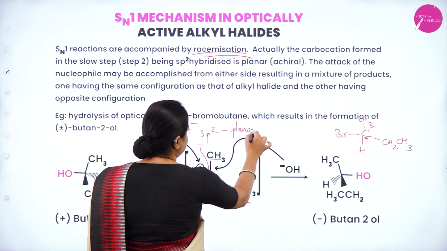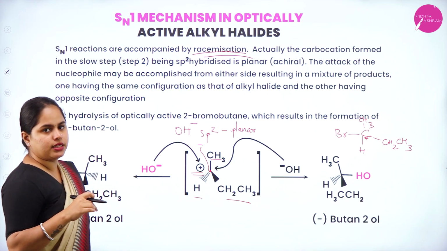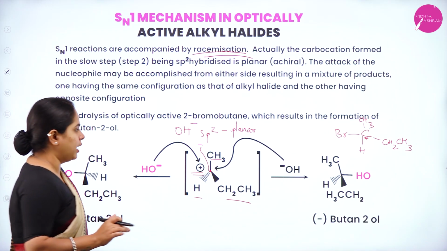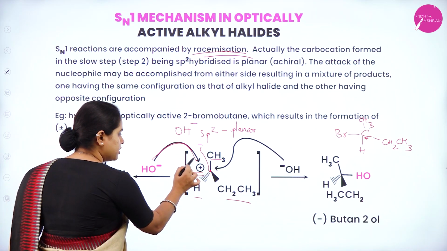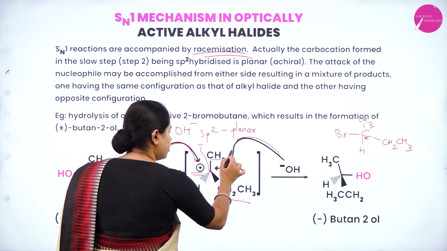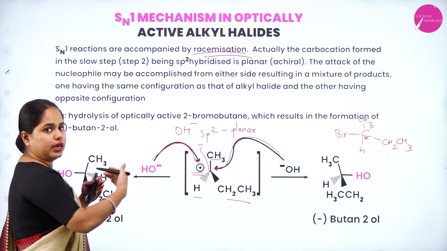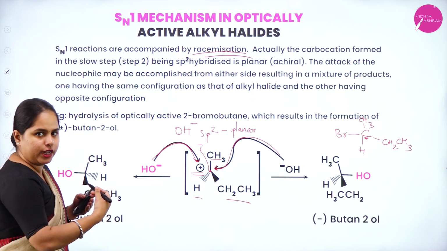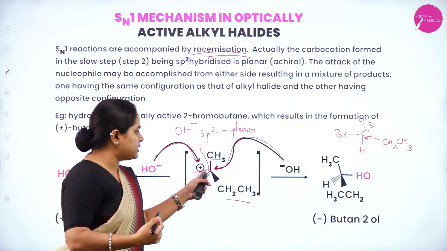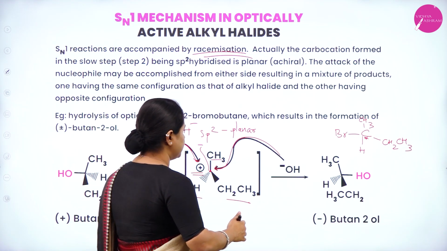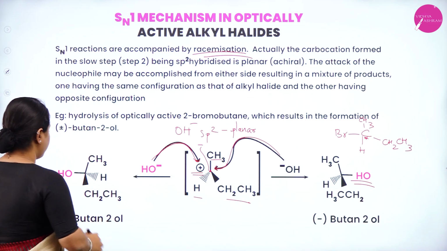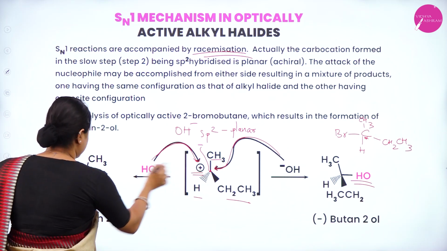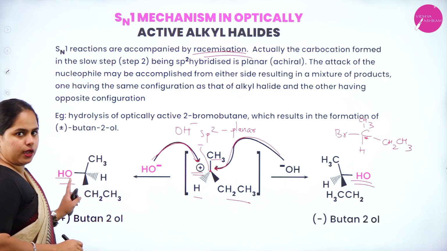Hence, as it is planar, the OH minus, which is a nucleophile, can attack, as you can see from the arrows, either from this side or from this side as well. From either side this OH minus can attach. Now if it is attacking from the right side, the OH will be attached towards the right side. And if it is attacking from the left side, the OH minus will be attached on the left side.